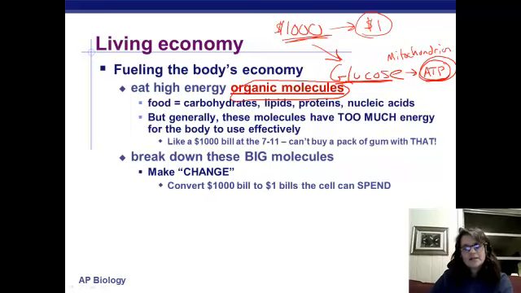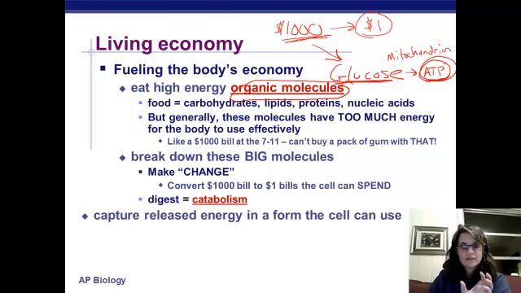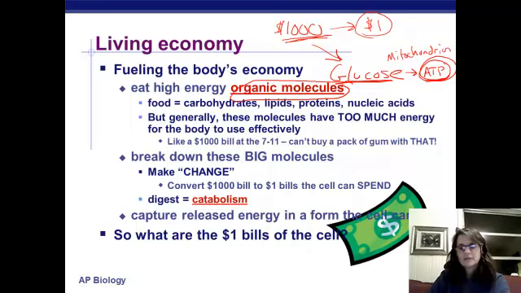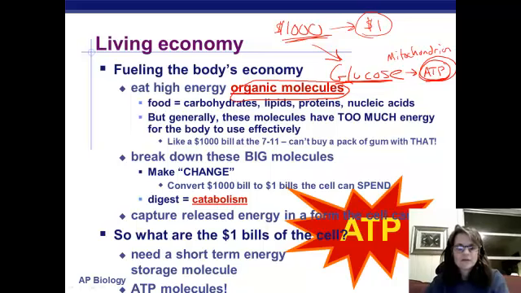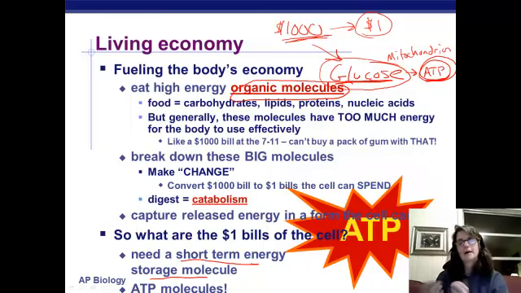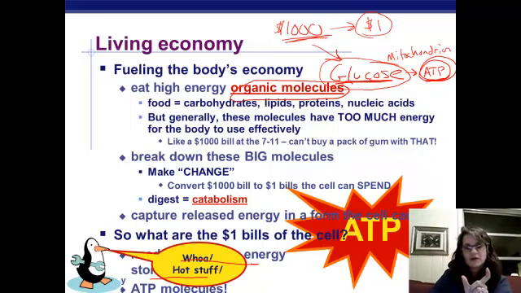Basically, you need to think of cellular respiration that happens in the mitochondria as making change. We're going to convert that big glucose $1,000 bill into $1 ATP molecules that can be spent very easily. Okay? So what are the $1 bills of the cell? Those are ATP molecules. It is really a short-term energy storage molecule. Okay? Glucose is reasonably long-term. Starch or glycogen would be longer-term than glucose. But ATP is very transient because it has inherent instability, which is why it's so good to use for energy, because it can be easily spent, but it's not very good for energy storage long-term because it's so unstable.